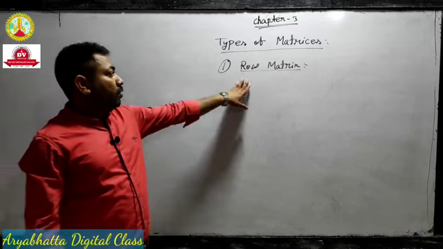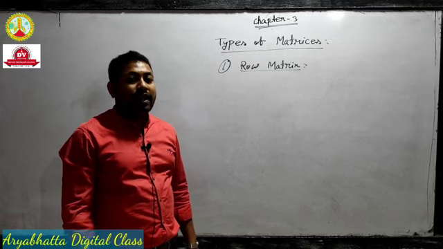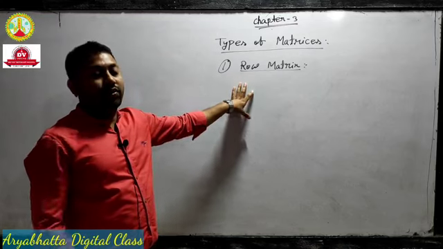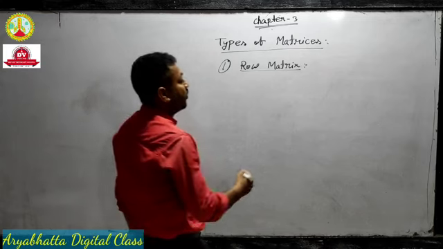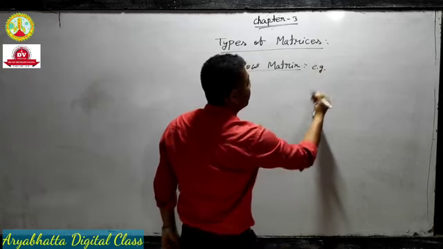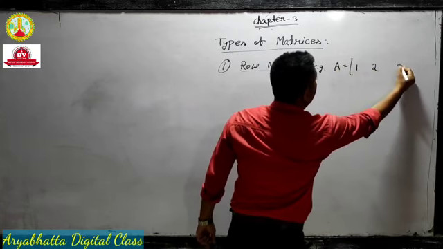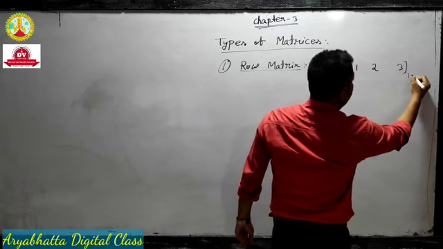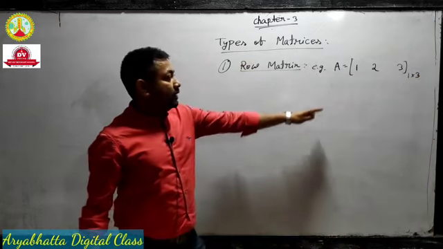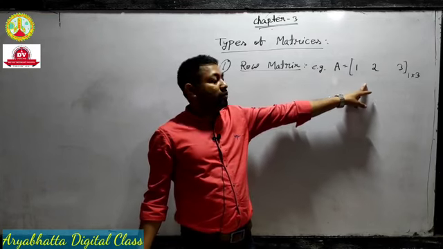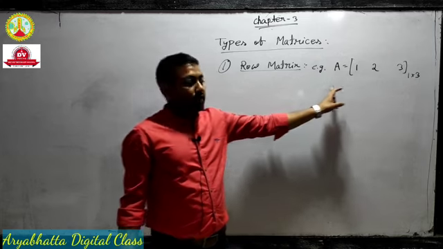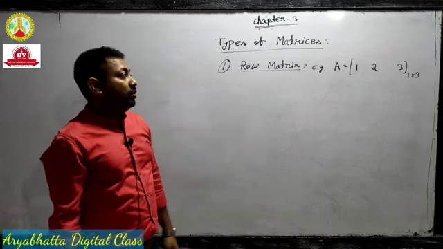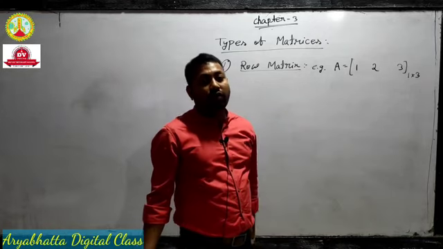A matrix that has only one row and any number of columns is called a row matrix. For example, 1, 2, 3. Here the number of rows is 1 and the number of columns is 3. Therefore, this matrix is called a row matrix. For example, A equal to 1, 2, 3 of order 1 by 3.